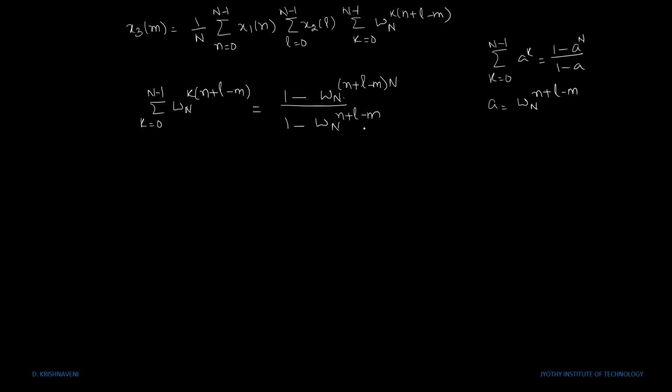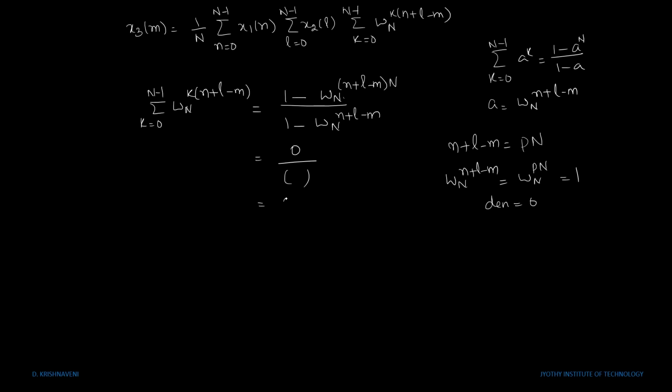When does this occur? When this W_N to the power of n plus L minus M is not equal to 1. So we have to check the condition for which this will be equal to 1. When n plus L minus M is a multiple of capital N, then W_N to the power of n plus L minus M will become W_N to the power of PN, which is equal to 1. So in that case the denominator will become 0. So this is of the form 0 by something.